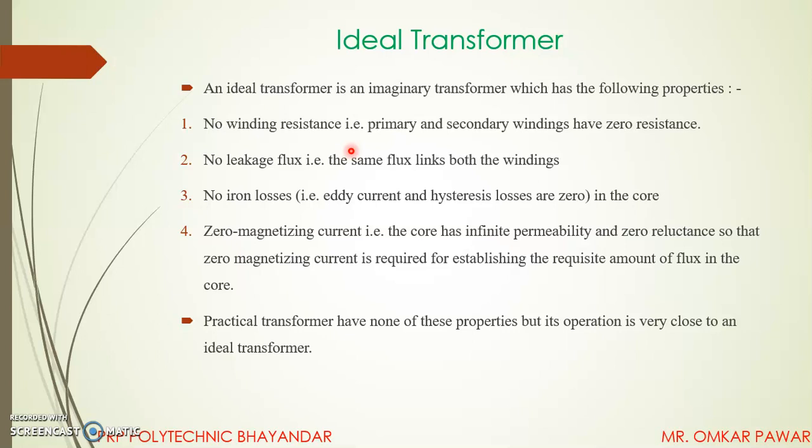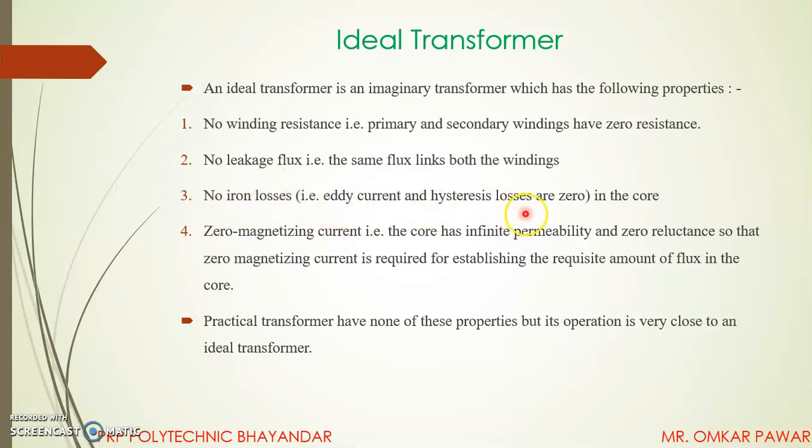We use a copper winding, and in that copper winding conductor there will be resistance present in actual practical conditions. But in ideal condition, there will be no winding resistance, that is, primary and secondary windings have zero resistance, and no leakage flux, that is, the same flux links both the windings. This means that if flux is generated, 100% of the flux is linked to the secondary winding. So there is no leakage in the transformer.